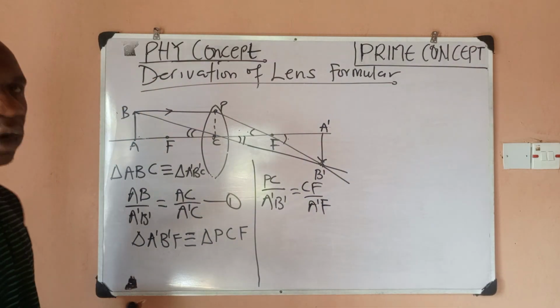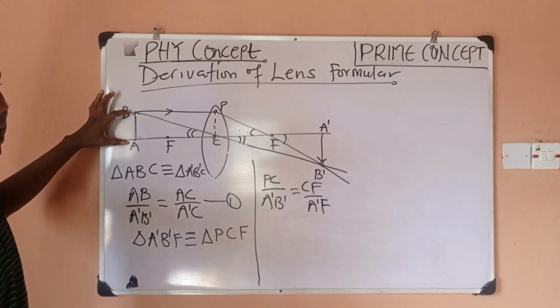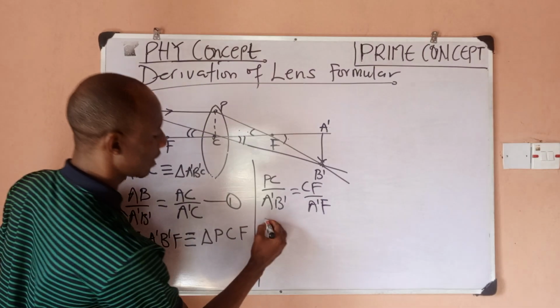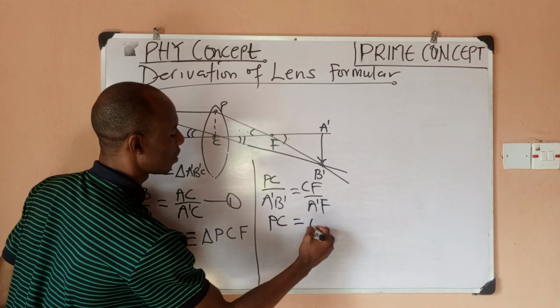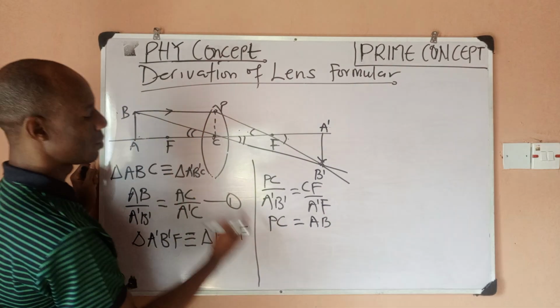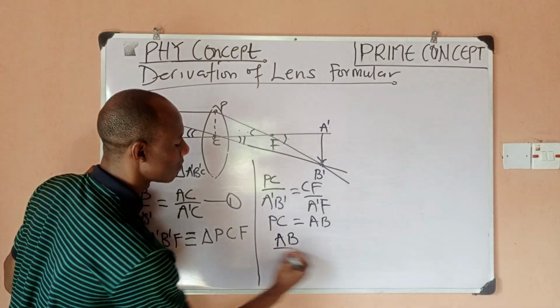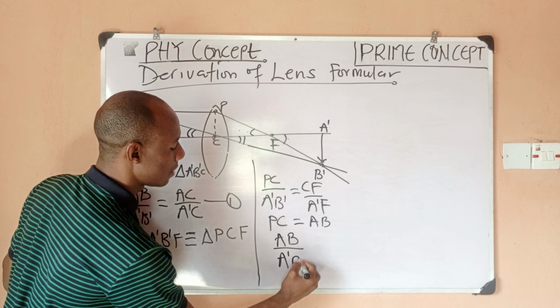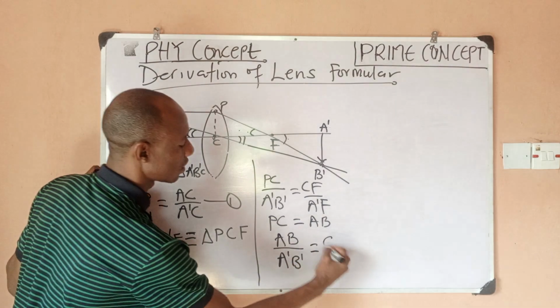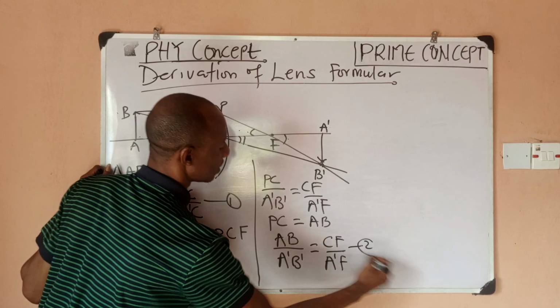Now, if you watch carefully, what is PC? PC is this height, which is the same as this height AB. So we can say that PC is actually equal to AB. Because this height you can see is the same, I can replace PC. So I would have AB ratio A prime B prime equal to CF ratio A prime F. I'll call this equation 2.